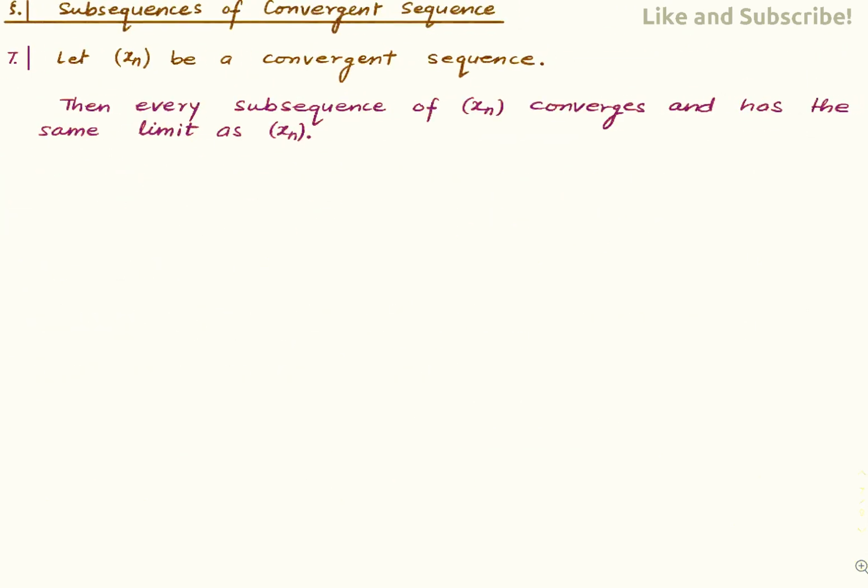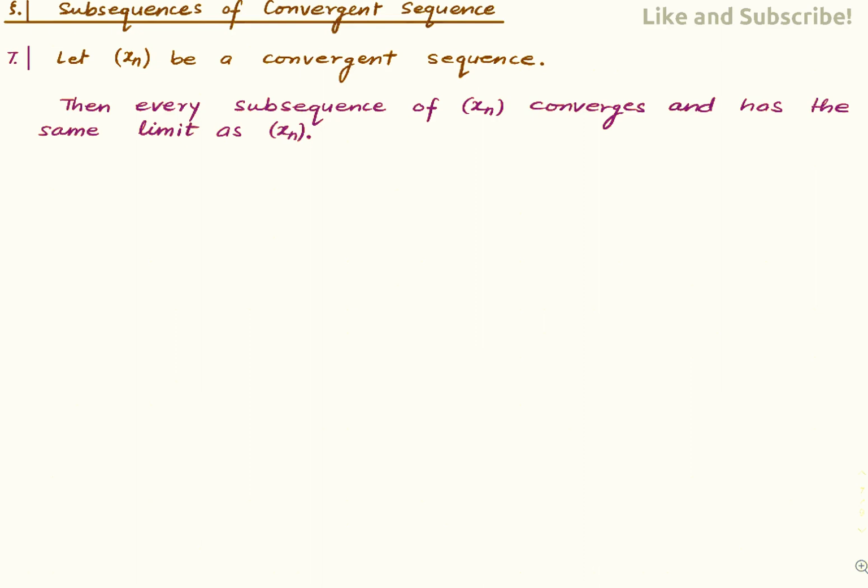So now this is a very simple one, but a very important one. Start with a convergent sequence. Then every subsequence of this convergent sequence also converges and converges to the same limit as the original one. So subsequences of convergent sequences converge. Further, they converge to the same limit.